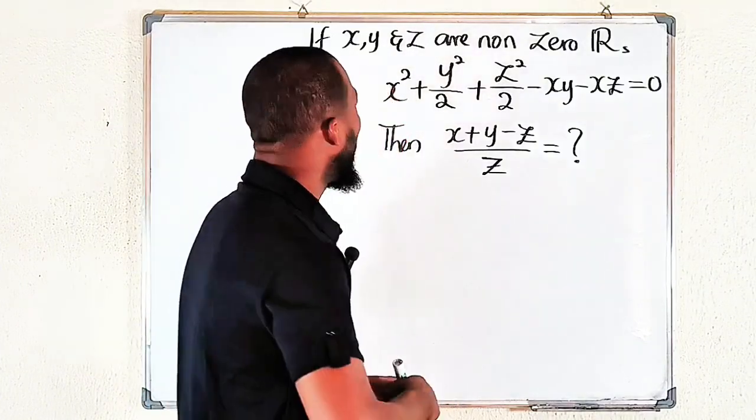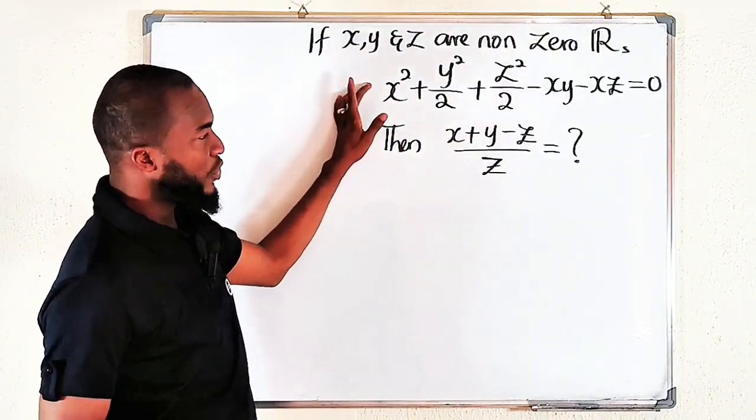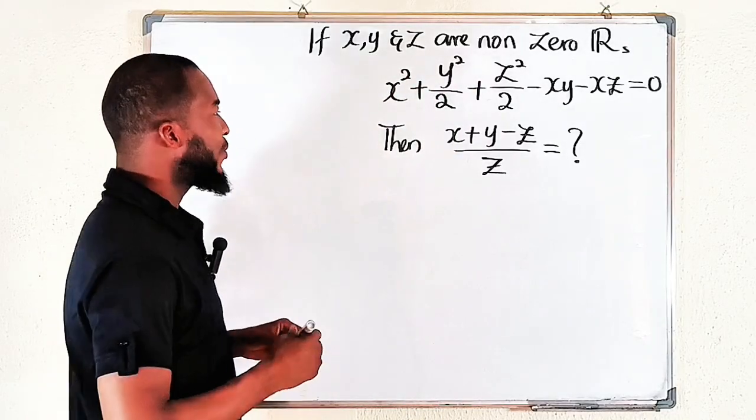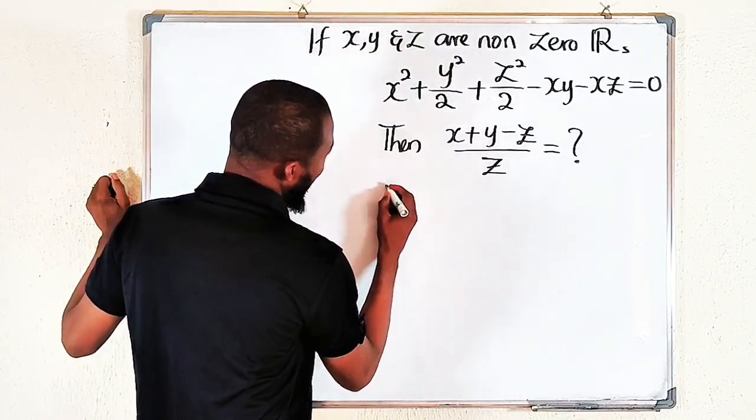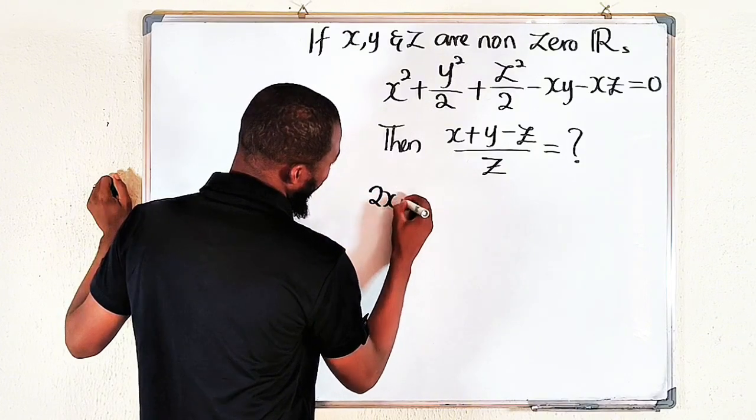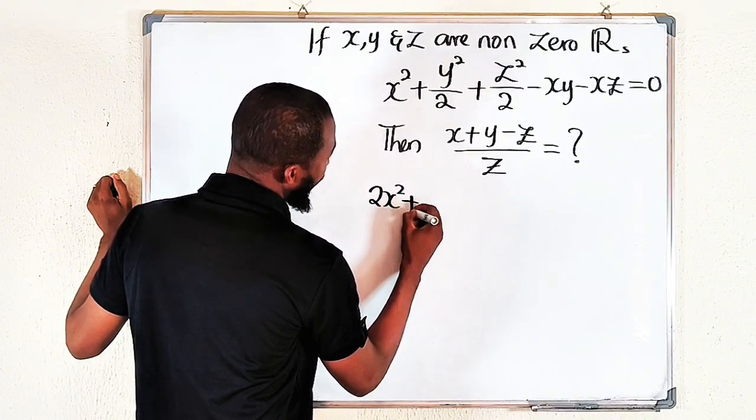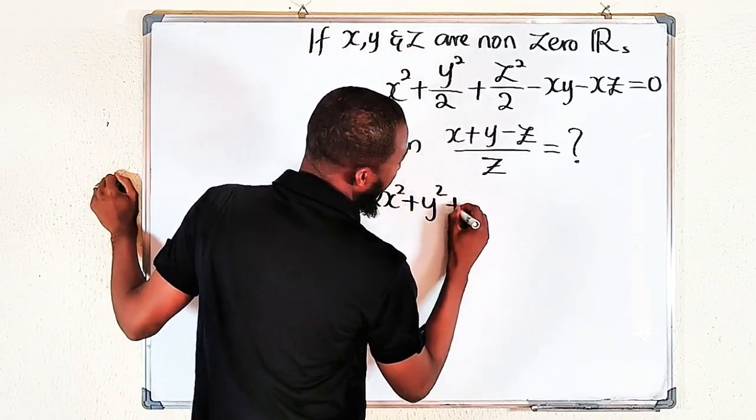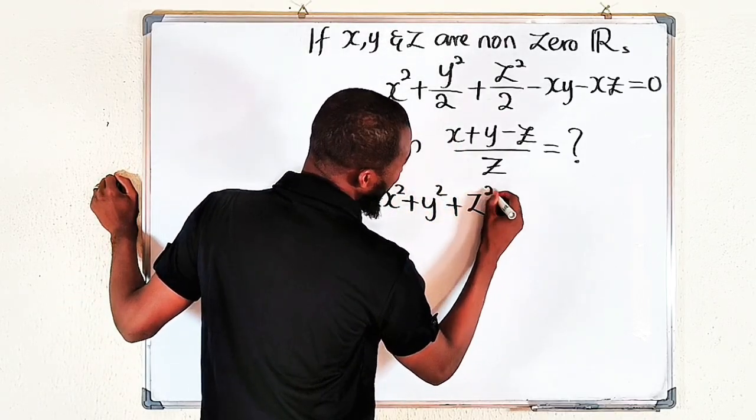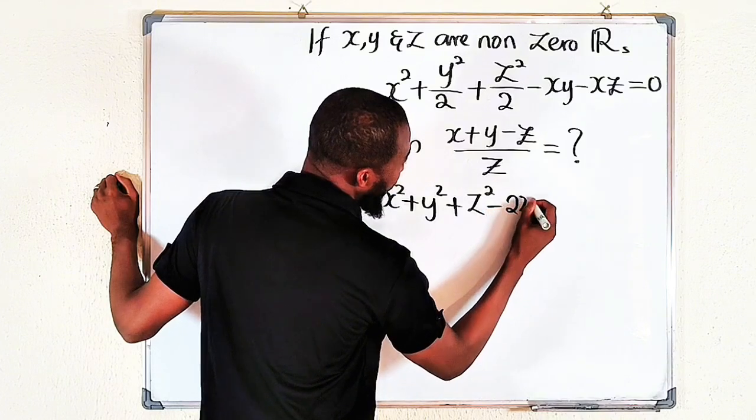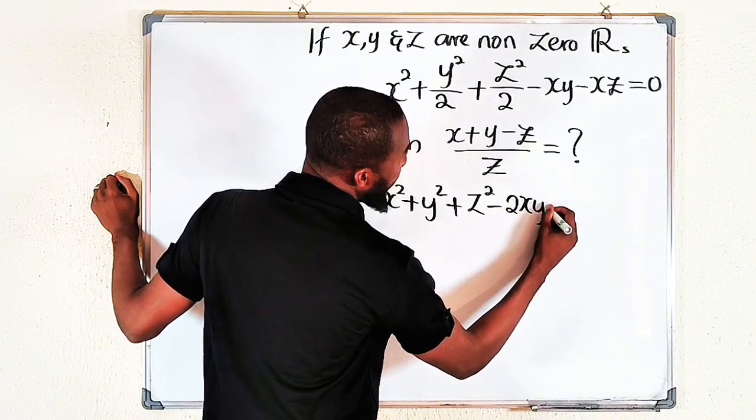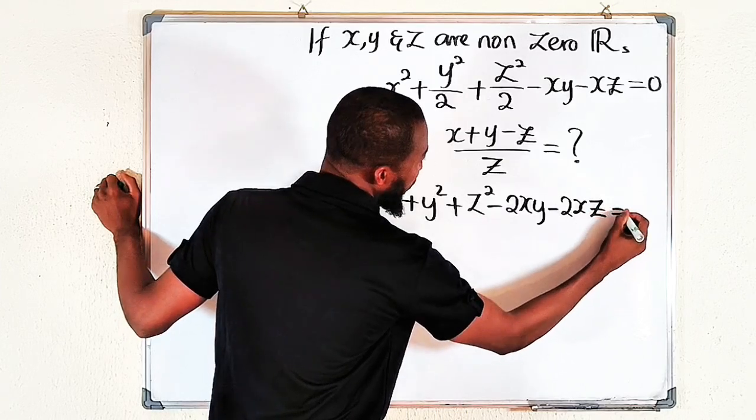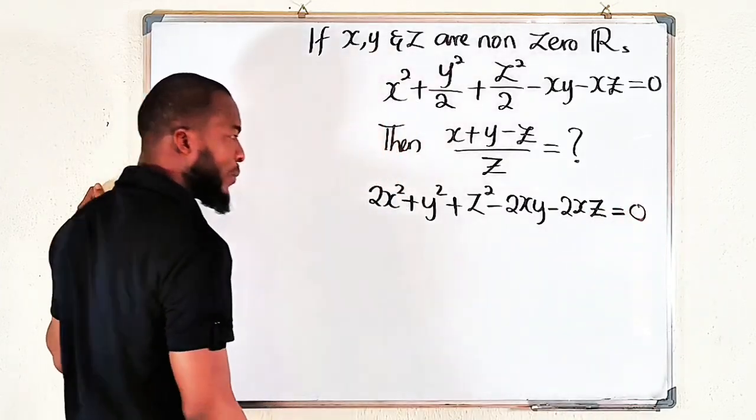Let's get started. From this particular equation, I would like to multiply every single term by 2 just to clear the fractions. So we have 2x squared plus y squared, because 2 will cancel 2, plus z squared minus 2xy minus 2xz equal to 0, since 0 times 2 is still 0.